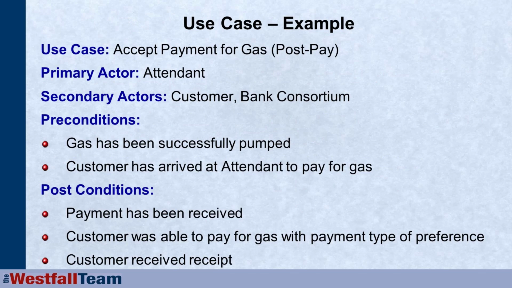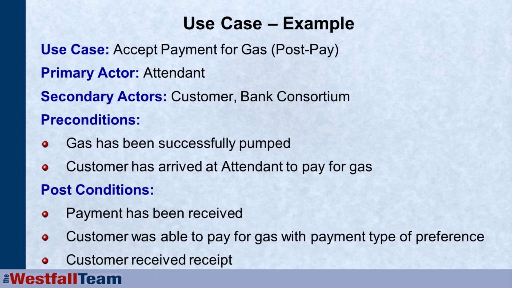Just to show you an example of a use case, this is the one for accepting post-payment for the gas. The attendant is the primary actor that says, "Next in line, please." The customer is going to, of course, be interacting with them to pay for the gas, and if they pay for it with a credit card, contacting the bank consortium. Preconditions: I've already successfully pumped my gas, and the customer actually bothered to go in to pay for the gas.